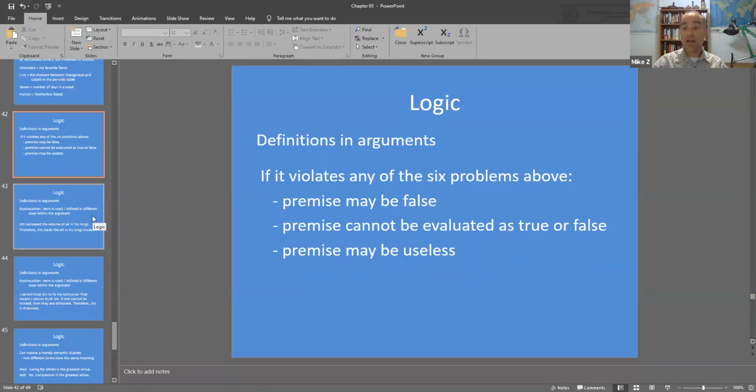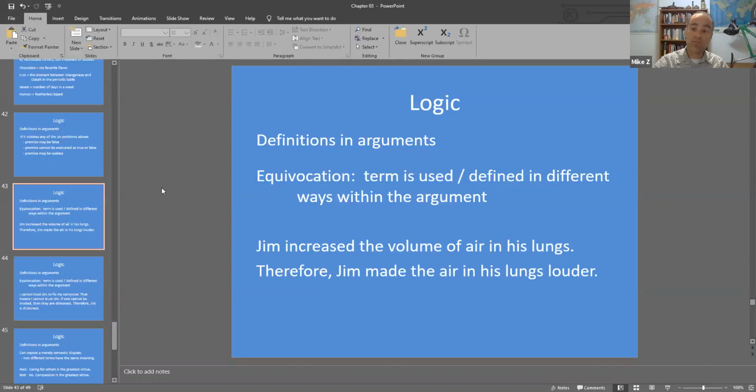Here's another way that definitions become relevant in assessing the quality of an argument, especially when an argument goes wrong. There could be a problem of equivocation, as they call it. Equivocation is when a term is used more than once in an argument, or just in a single statement, but the term has different definitions each time that it's used.